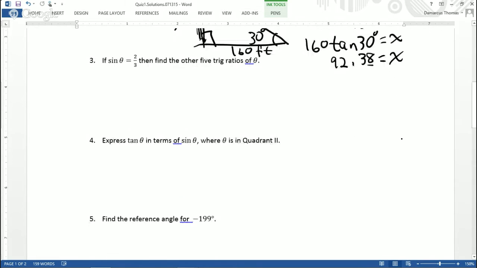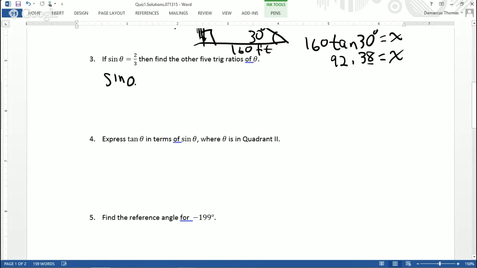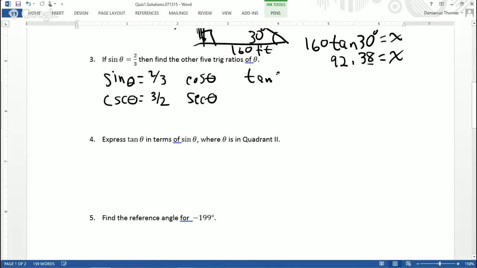Okay, the next question. It says if sine theta is 2/3, then find the other 5 trig ratios. My sine theta is 2/3, so I can immediately find cosecant theta because I know it's the inverse. It's 1 over sine theta, so 1 over 2/3 is going to be 3/2. Next, I'm going to need to find cosine theta, secant theta, tangent theta and cotangent theta.